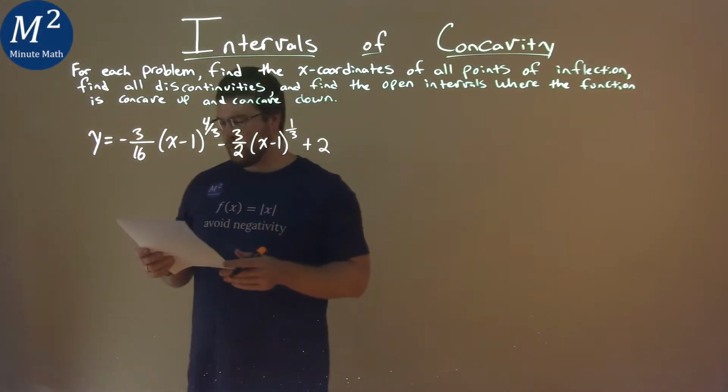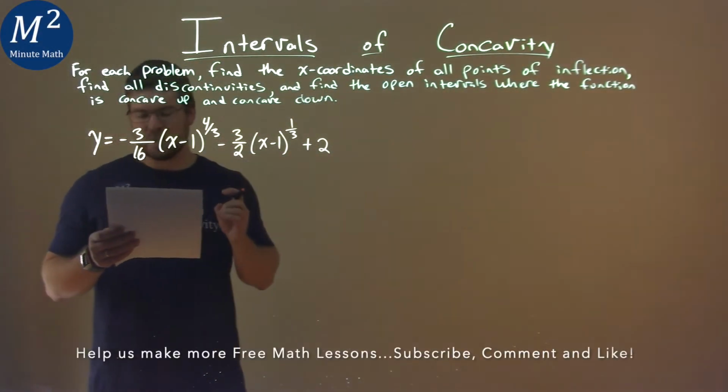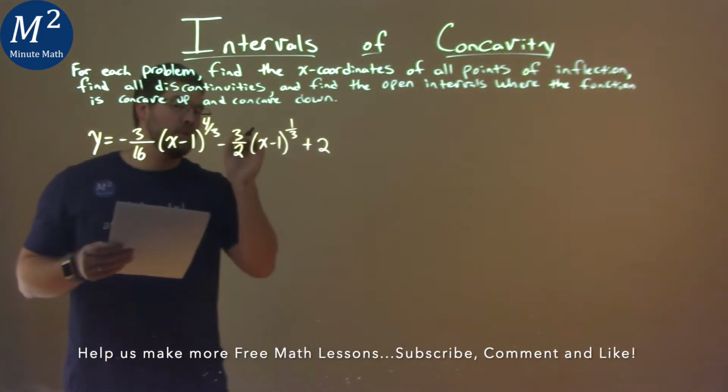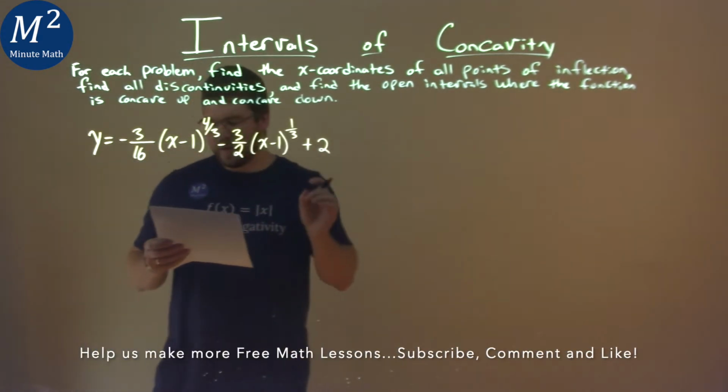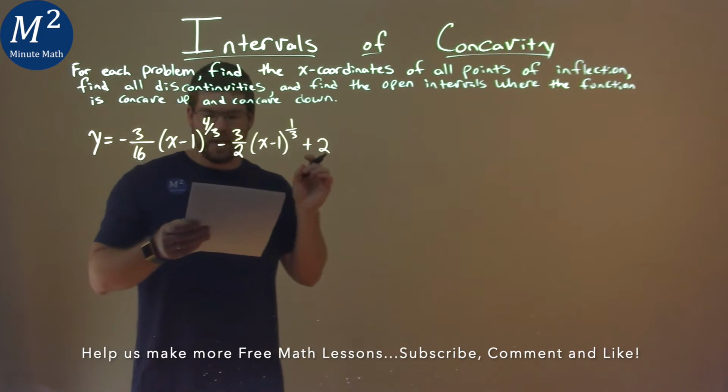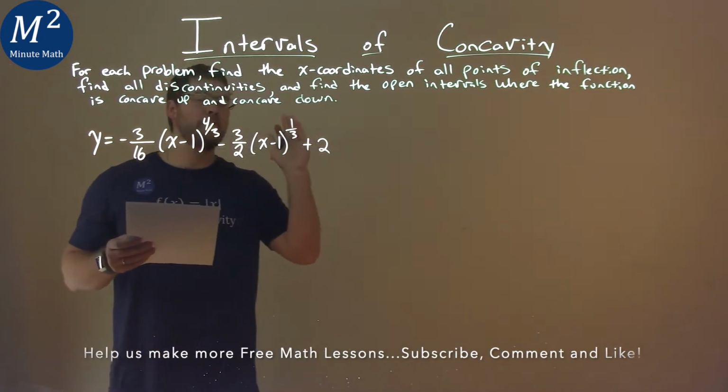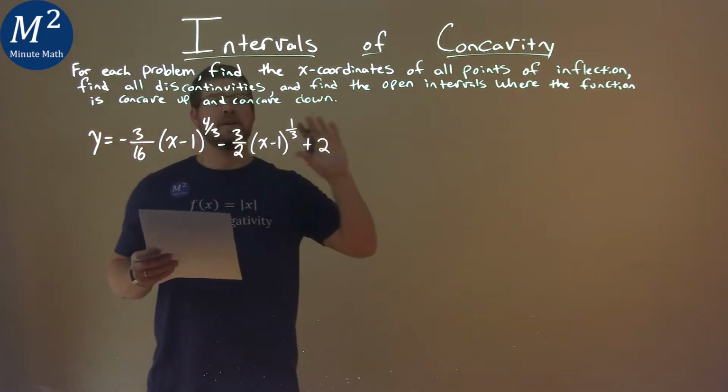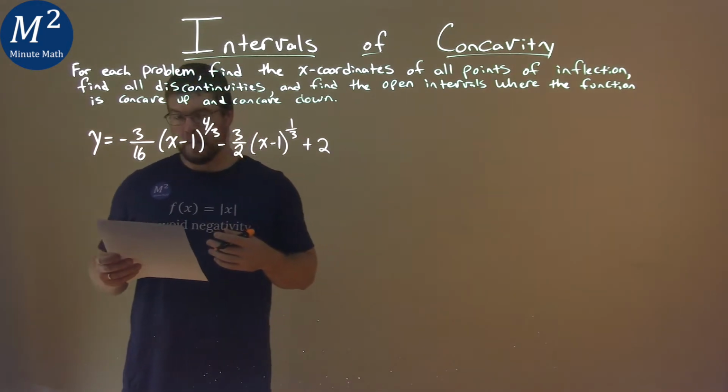We're given this problem right here. Y equals negative 3 over 16 times (x minus 1) to the 4/3 power, minus 3/2 times (x minus 1) to the 1/3 power, plus 2. And we have to find points of inflection, discontinuities, and intervals where the function is concave up and concave down.